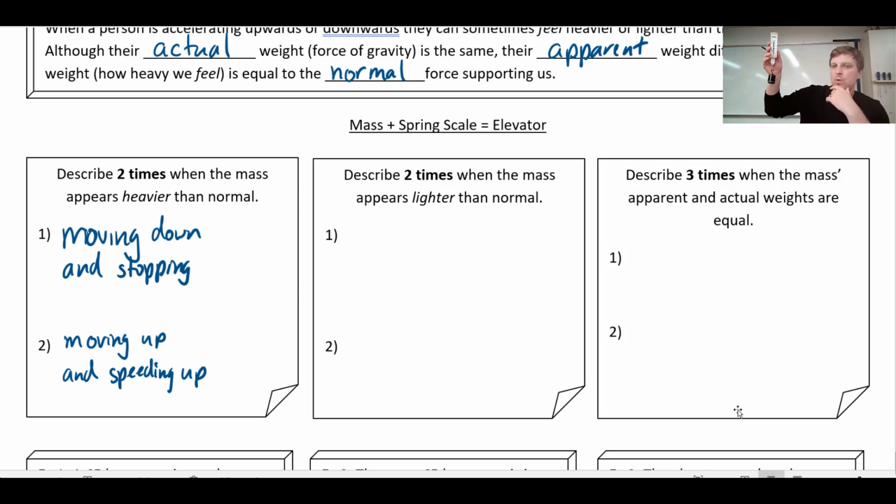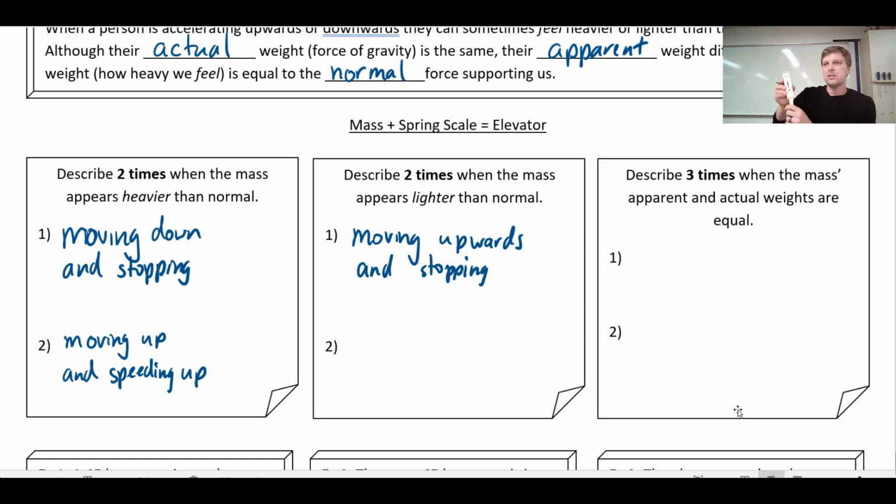Same thing with the two times we're feeling lighter than usual. One time we could feel light is if I'm on my way upwards and then I come to a stop. You can see this is going to kind of boop up a little bit like this. So I could be moving upwards and stopping. And then the other possibility is maybe I'm on the top floor already, but then in that brief instant I start to go downwards. As I start off, you can see this is going to drop away like this. So I could be moving downwards and speeding up.